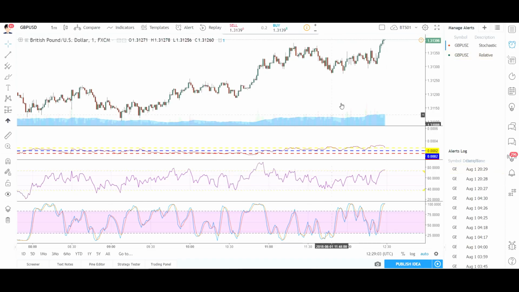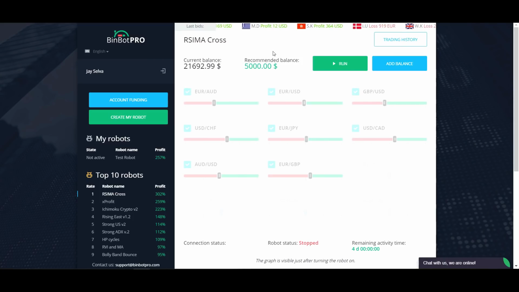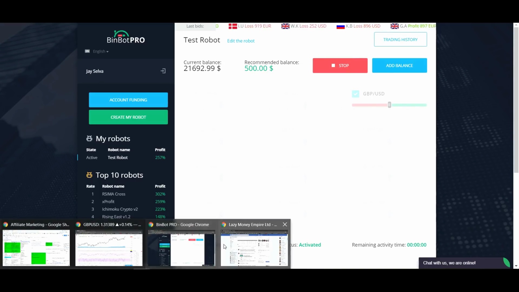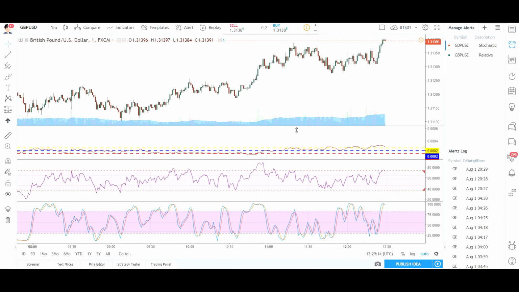It is outside the channel for a little bit, and the stochastic has just crossed. The blue and red lines in the stochastic chart are crossing, so I'm going to turn on the robot right now. Let me go to test robot and turn it on. It's already on. Now I'm going to wait for the robot to execute the trade. I think by now it's supposed to have executed a trade.